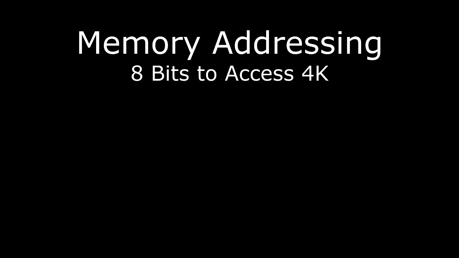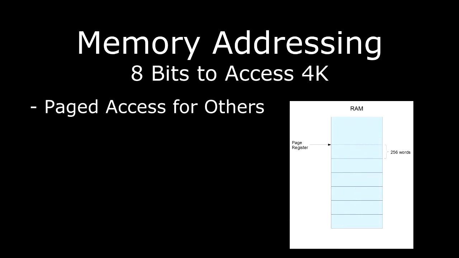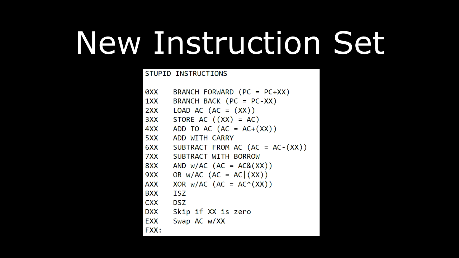For the other instructions, loading and storing the accumulator, and the arithmetic instructions, which operate on the accumulator and a memory location, we're going to use the paged approach. So, as I said, there will be a 4-bit page register, and then the 8 bits of offset within that page are specified in the instruction. Okay, so the basic instruction set is very similar. The high 4 bits are the opcode, and for 0 through E opcode, the lower 8 bits are an address or an offset. So we have branch forward, branch back, load accumulator, store accumulator, just as before, add to accumulator.